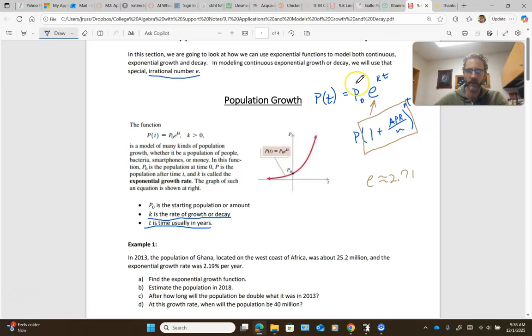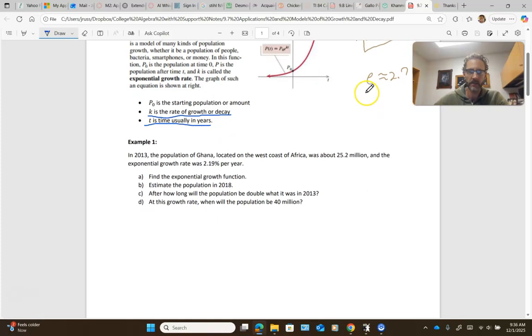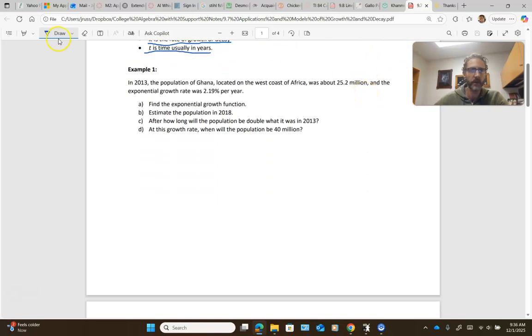Alright, so let's try one. So you can think about this function right here as our template. For each problem, we're going to have a different initial amount. We're going to have a different rate of growth or decay. Alright, well, let's look at example 1 here, and it's a population problem. It says in 2013, the population of Ghana, located on the west coast of Africa, was about 25.2 million, and the exponential growth rate was 2.19% per year.